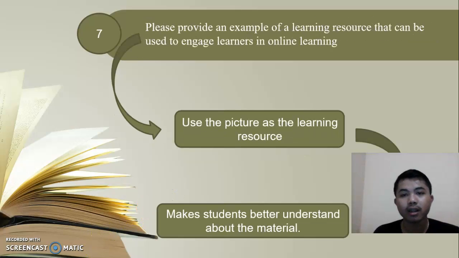And the seventh question is, please provide an example of a learning resource that can be used to engage learners in online learning. The teacher can use a picture as the learning resource. The teacher can use the Google Classroom application and add material, for example, "Who is William Shakespeare?" And with images that have not been guessed, students will find the answer on Google. Of course, this makes students understand the material better.